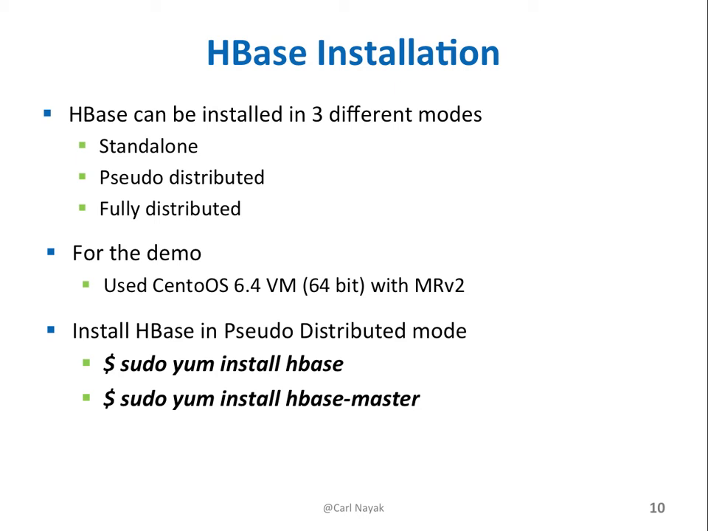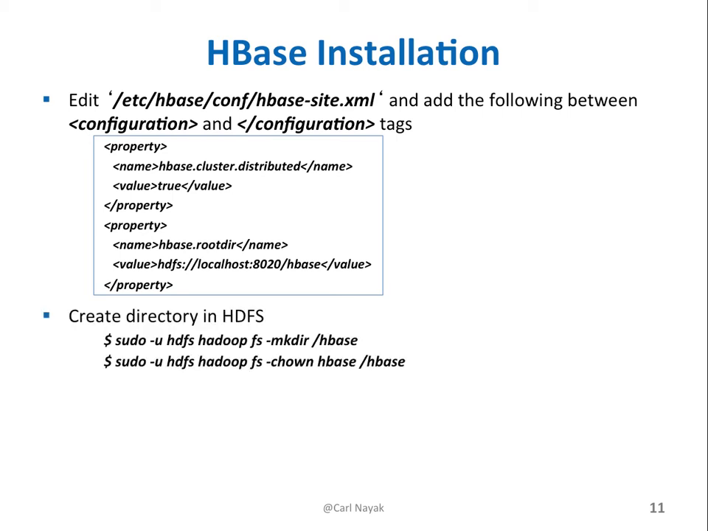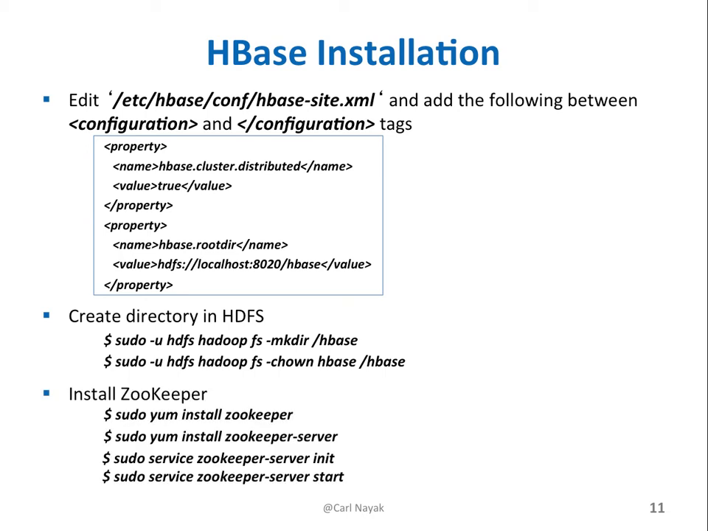You first start off by installing HBase, followed by HBase master. You edit the hbase-site XML file and add the configuration for distribution mode and root directory. You create the directory for HDFS. You install Zookeeper, followed by Zookeeper server, and start the server.